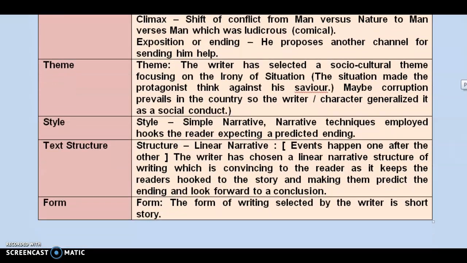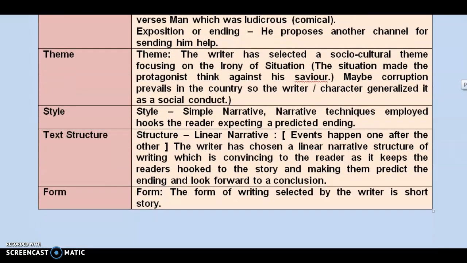The theme: the writer has selected a theme which is socio-cultural in nature, and he has focused on the irony of situation. The situation made the protagonist think against his savior. That means most probably in the country corruption might be prevailing, so the writer or the character generalized it as a social conduct. The style is simple narrative. The narrative technique employed hooks the reader expecting a predicted ending.